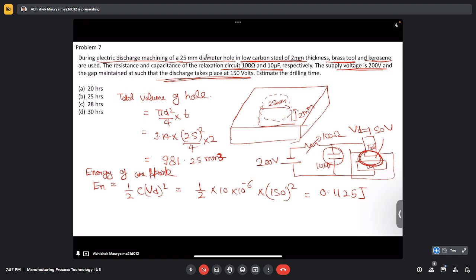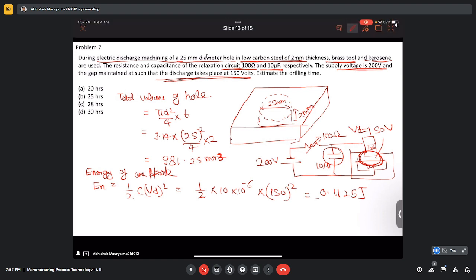So if we have this much energy for one spark, then we need to find out how much power we have for one spark. So power means what? Energy per unit time. So if we find out how much time is needed to generate this much energy, then we can calculate the power. Power is nothing but En divided by Tc. And if you remember, what was Tc? Tc was nothing but Rc times C ln V0 divided by V0 minus Vd.